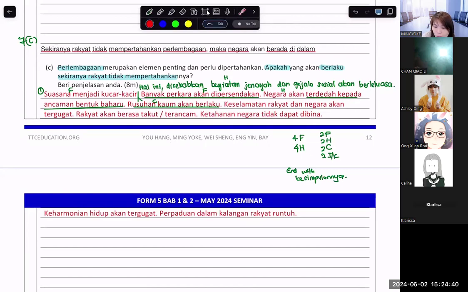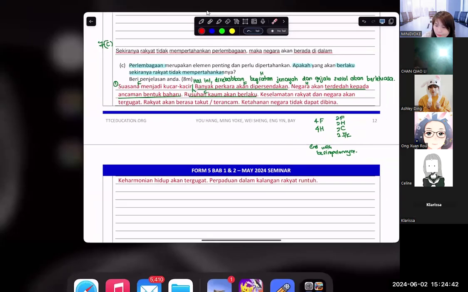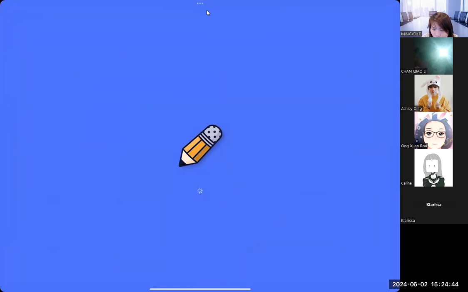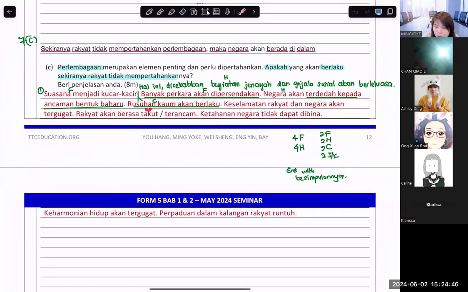Example, this one rusuhan kaum berlaku, right? Then, kesan perpaduan dalam rakyat runtuh lah. So you can jump here and put this as kesan.